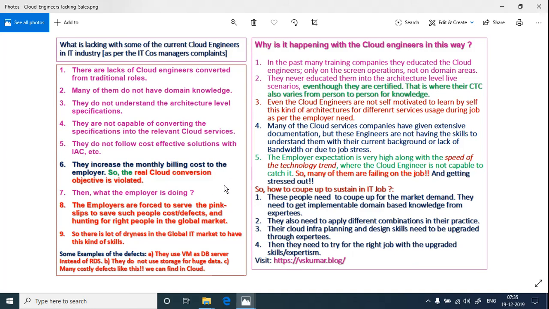Where do they get the right people if many organizations are not following the process to augment skills and domain knowledge? So obviously it is going to be a failure for them. There is a lot of dryness in the global IT market for these kinds of skills.